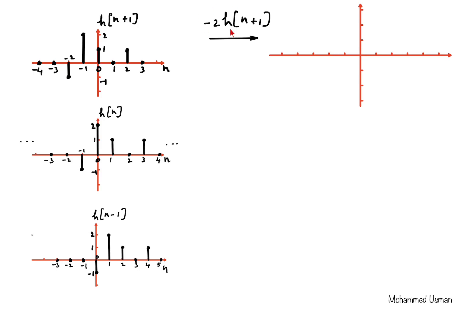So now we are going to scale h of n plus 1 by minus 2. That means each of these samples will get multiplied with minus 2. So when n equal to minus 4, so minus 2 into 0, the value here is 0. So minus 2 into 0 will remain 0. For n equal to minus 4, it is minus 2 into 0 is 0. For minus 3 also, it is minus 2 into 0 is 0.